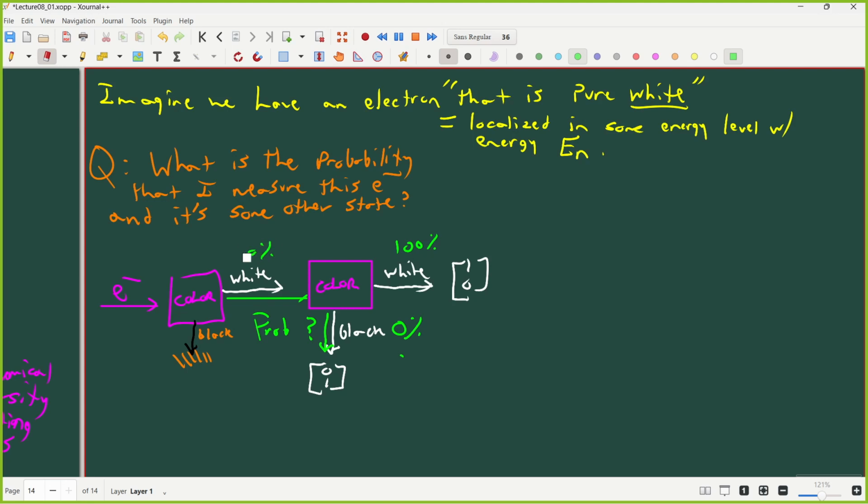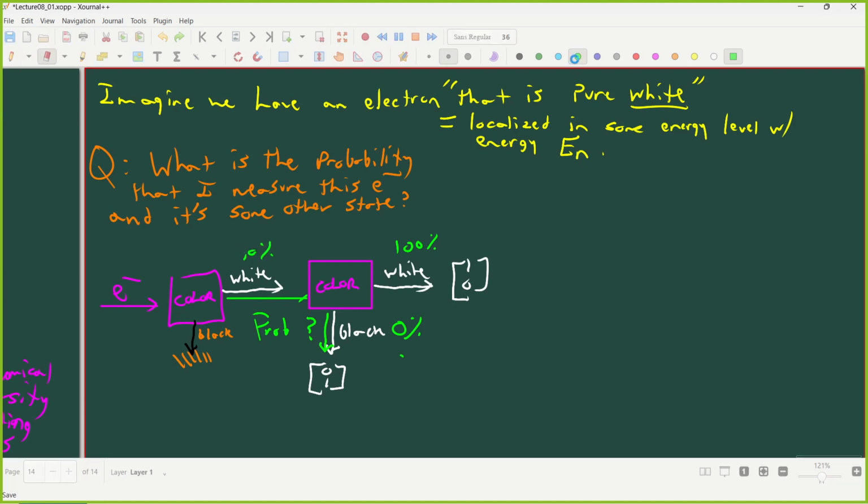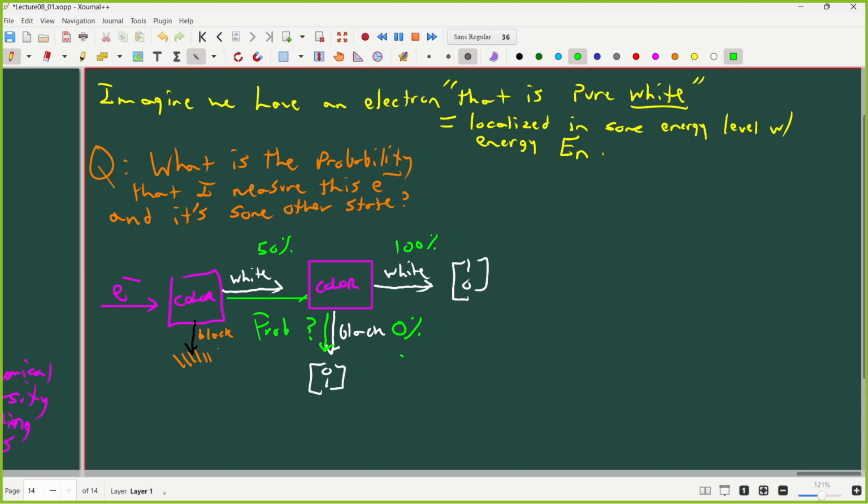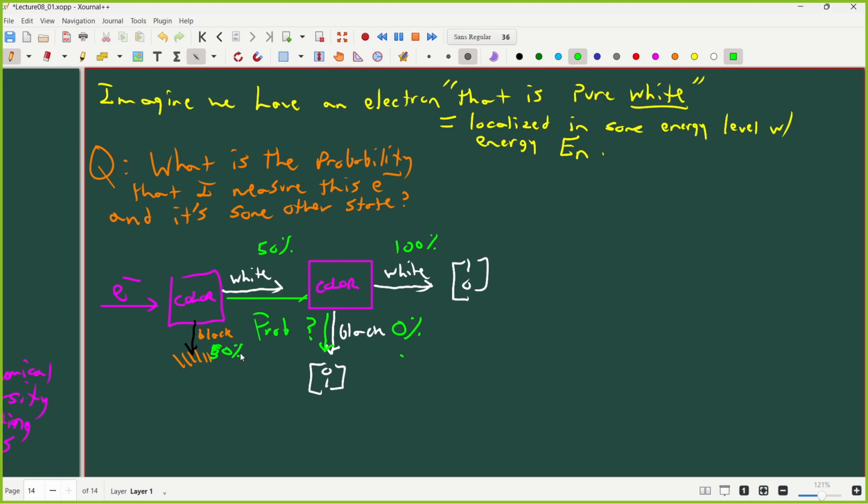Sorry, this is 50-50. I apologize. We get 50% out the first box, 50% out the second box, or the first box. Sorry, a bit of lag. So we know this implicitly. We know already that the probability of this is 0%.